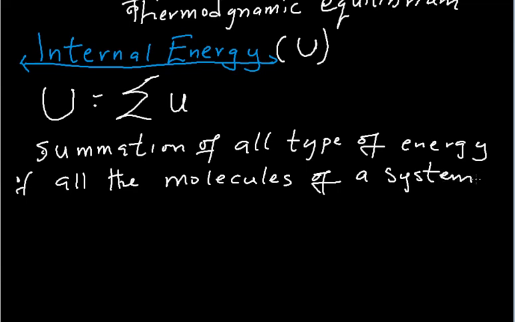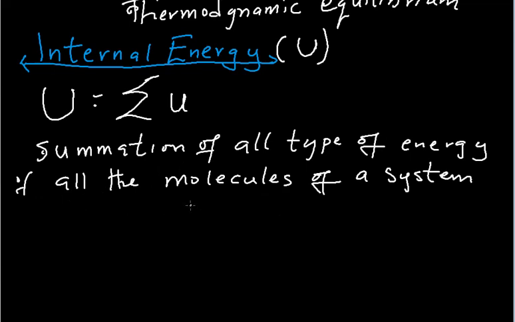Okay, so now let's look at a system that contains gas molecules. That system can actually contain thousands, millions of gas molecules. Each of the gas molecules has energy, and that energy can be of different types. As the definition says, it is not just one type of energy, but all types of energy that are present, summed for all the molecules.